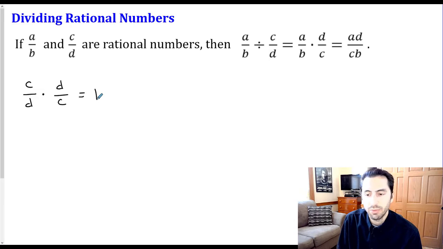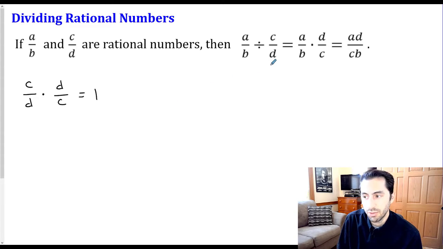And even though we have variables here, we can see that this is going to simplify. We have a c in the numerator, a c in the denominator, that will simplify to 1. We have a d in the numerator and a d in the denominator, and those will also simplify to 1. So anytime you multiply two reciprocals, we end up with 1.